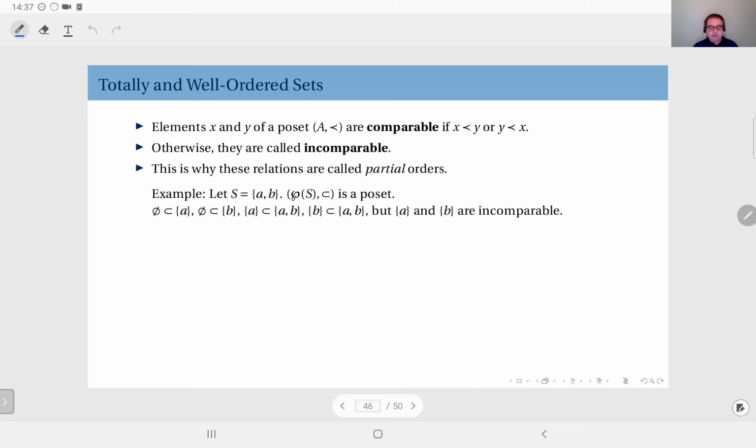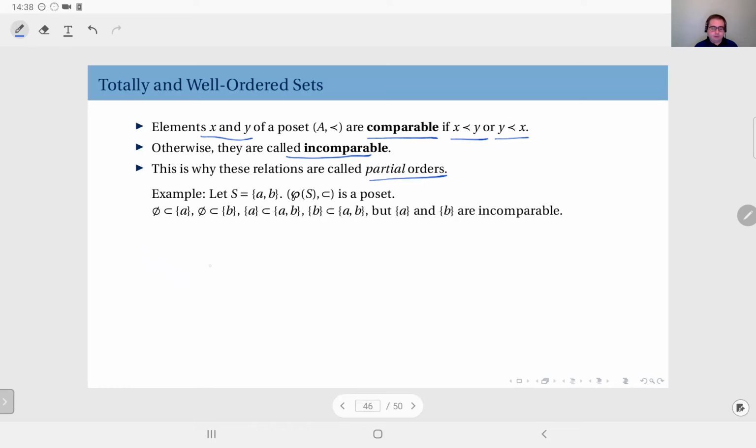Now, we say that elements x and y of a poset are comparable if either x precedes y or y precedes x. Either one. If that is not the case, we call them incomparable. This is the reason there is the word partial in partial order. Now, how do we see this? For instance, take integers with less than or equal to. This is not really partial because there are no incomparable elements. Any integers you give me, I can relate them using this relation.